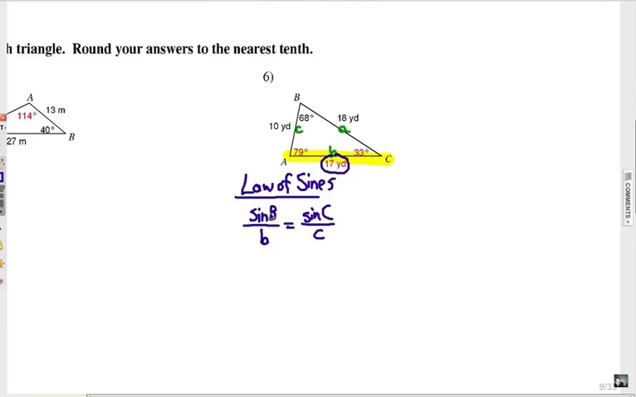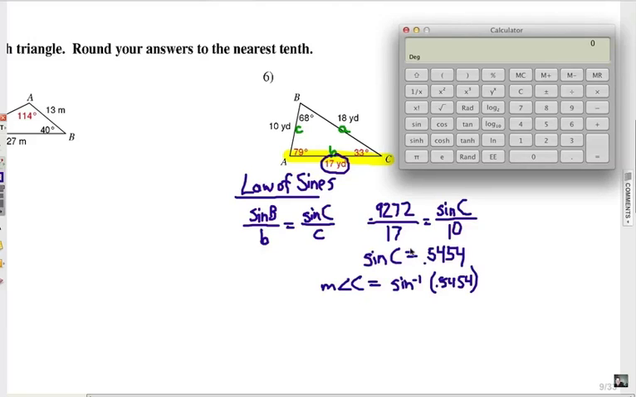So here's the ratio, sine B over b equals sine C over c. Now let's plug in the values that we know. The sine of 68 degrees is 0.9272, and this gives us our proportion. Notice that that 10 is length c from our diagram, and the 17 is the answer we just found for b. Now, of course, we're going to cross multiply those 2 numbers together and divide by 17. The sine value is 0.5454.